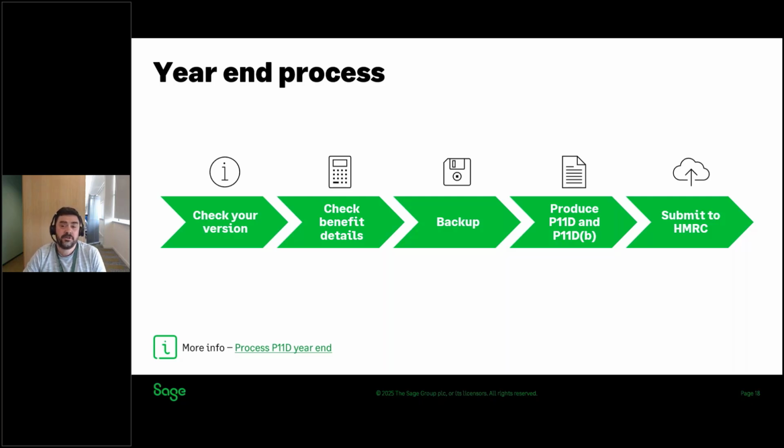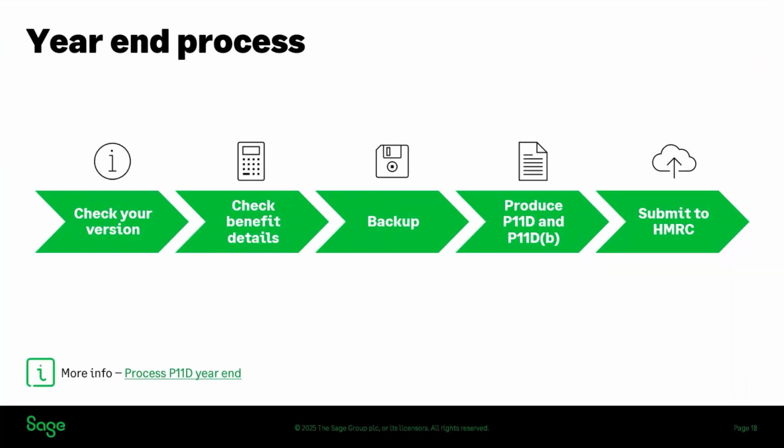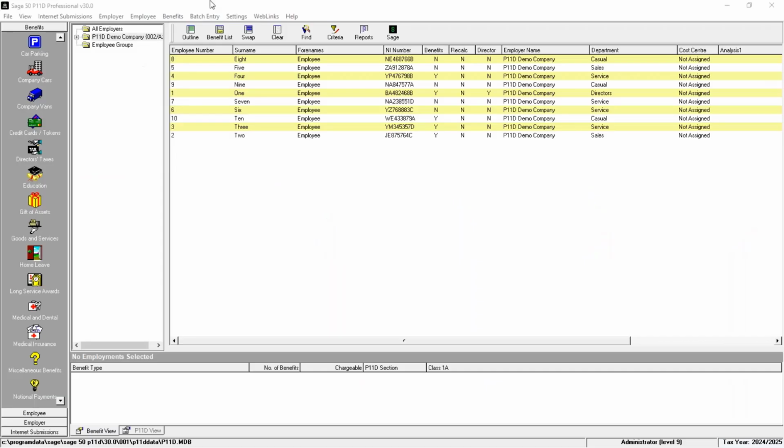So let's start with some preparation. I'm just going to bring these slides down once again. So I'm back into P11D. The first thing I'm going to do is a quick check of my version number. So it's found at the top of the screen here. It should be version 30.0. And if you look in the bottom right-hand corner, the opposite side, you should see that the tax year shows 2024 to 2025. So we are definitely on the right version with all the updated legislation for that tax year.